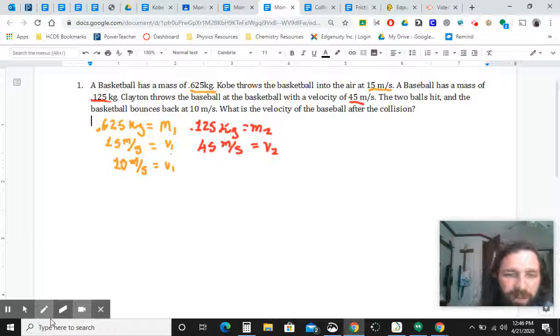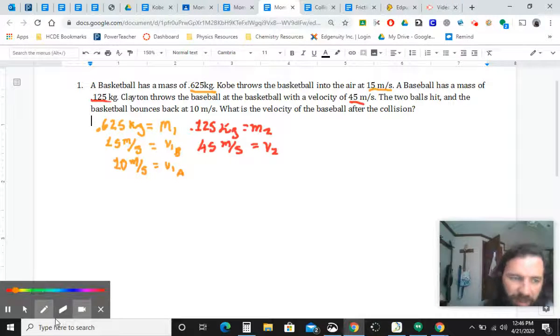And the difference is that this one is before they hit each other, before the two balls hit, and this one is after. So V1B and V1A. I know that looks pretty complicated, but it's just a little label to help us keep track of what's what, right?